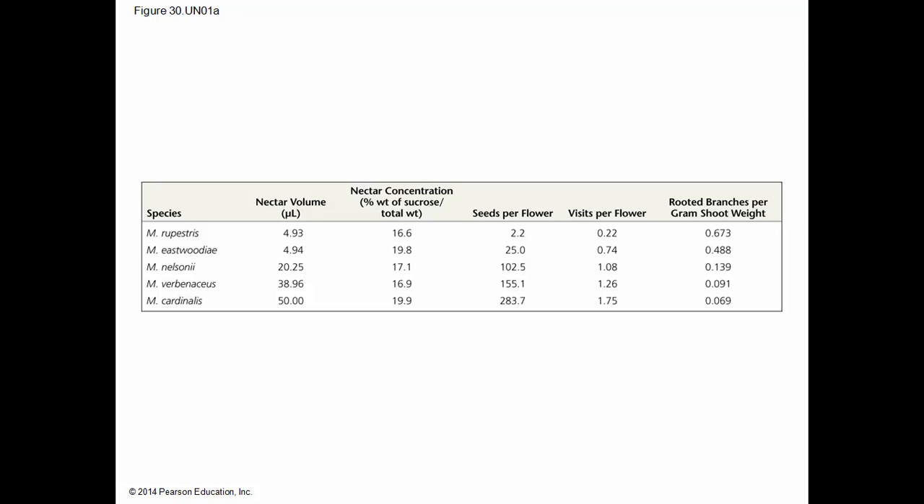Okay, let's see. What is this? This is a table of... Okay, do monkey flower species differ in allocating energy to sexual versus asexual reproduction? So here are the different monkey flower species. Here's the amount of nectar that they produce.